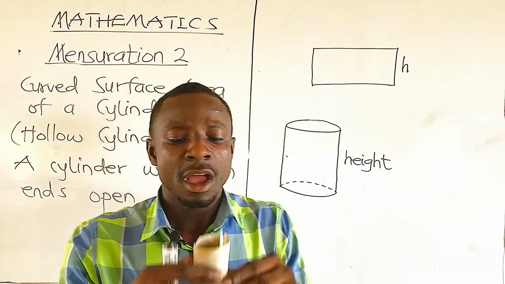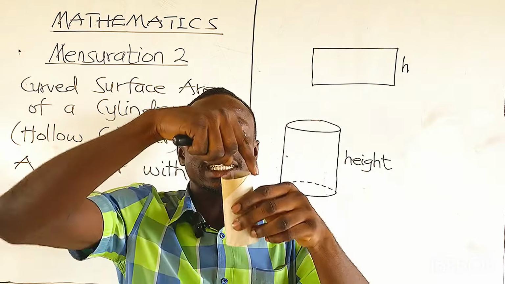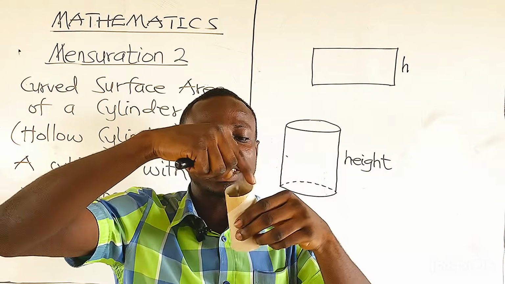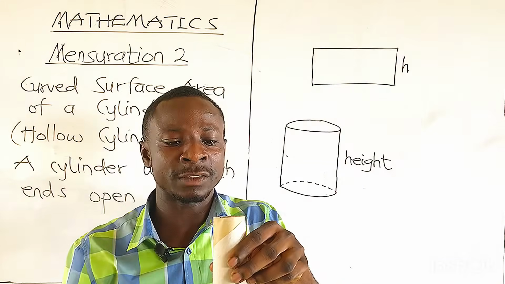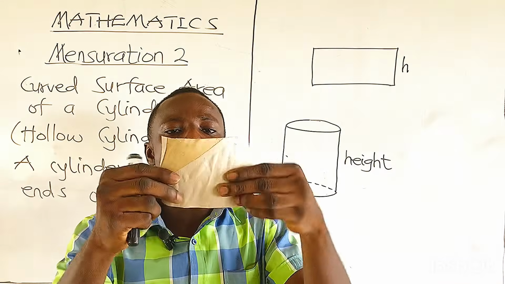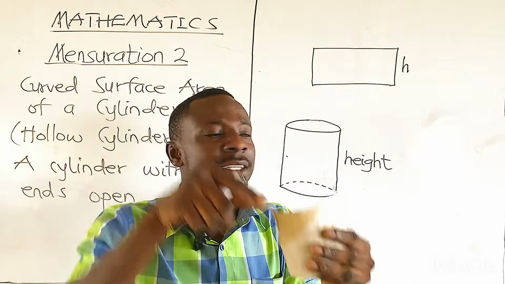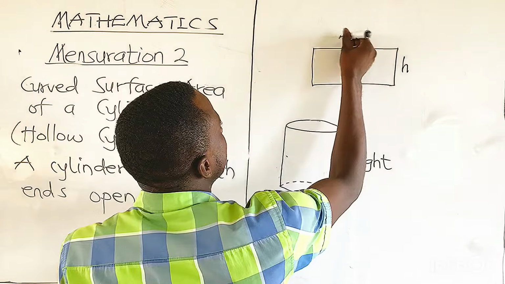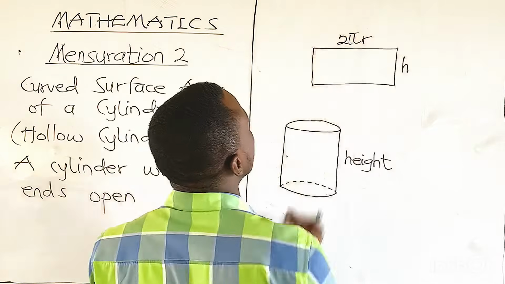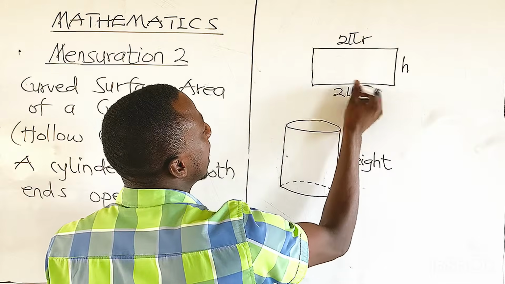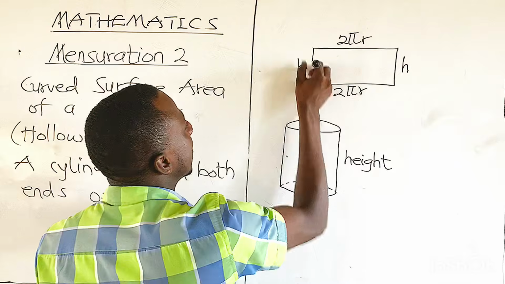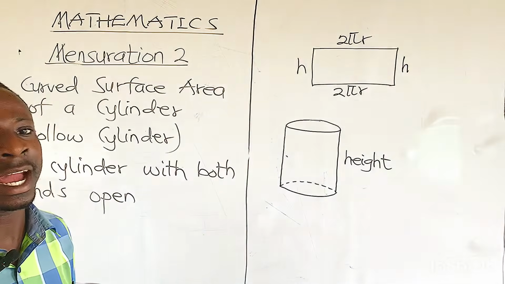And again, before cutting it, this was the circumference of a circle. The top here, or the base, is also the circumference of a circle. So when I open, now this part will be the circumference of a circle, which is 2 pi r. So this is 2 pi r, this side is also 2 pi r, and this side is also the height.